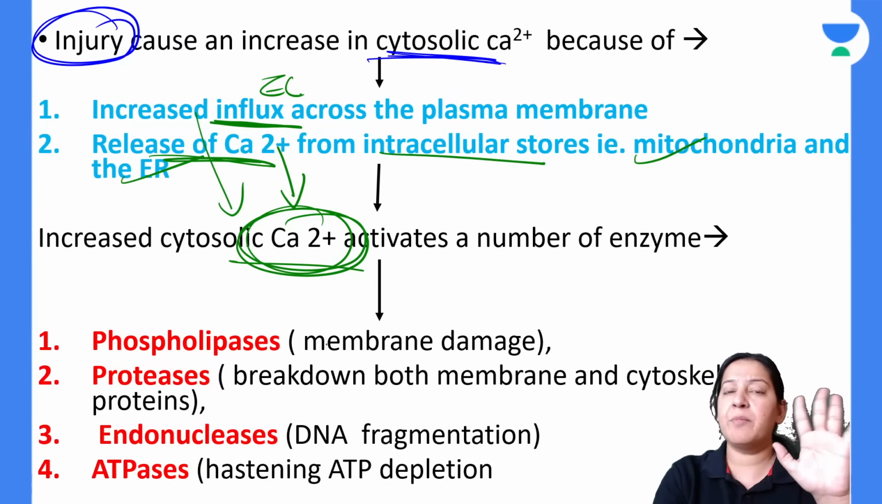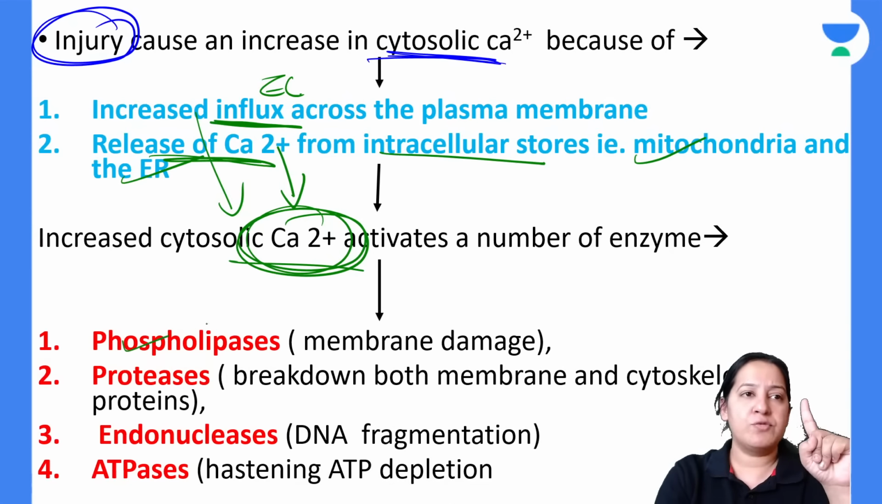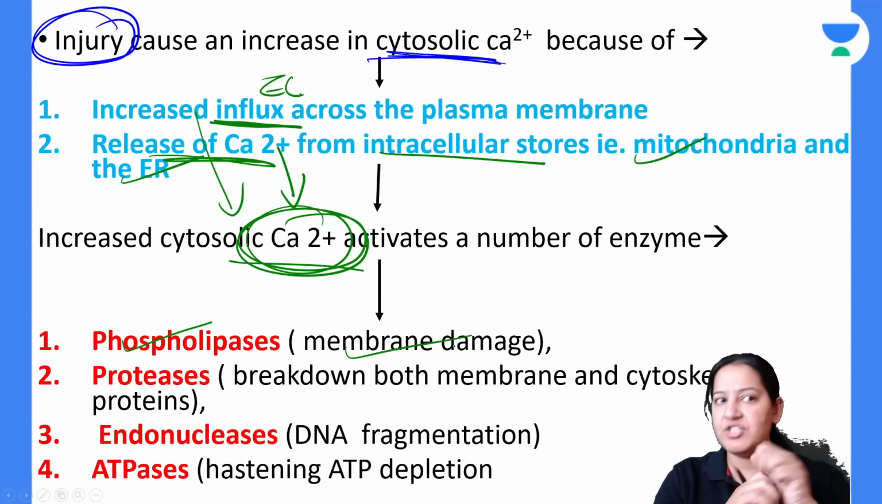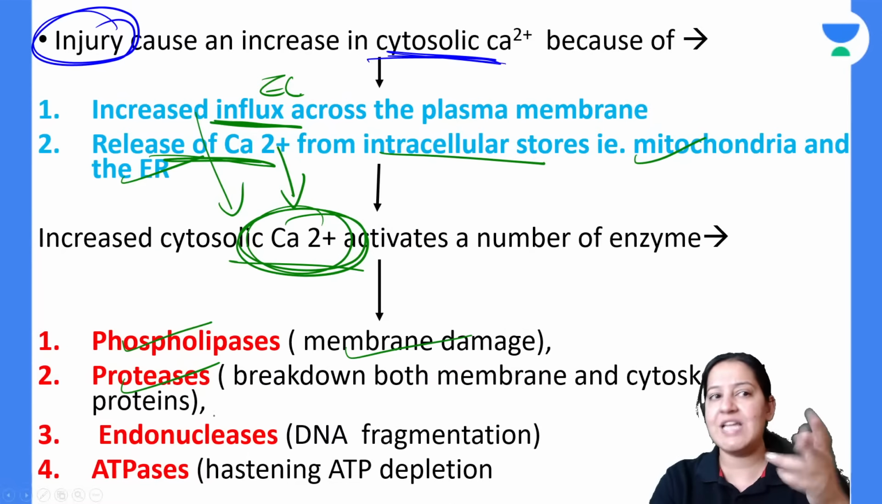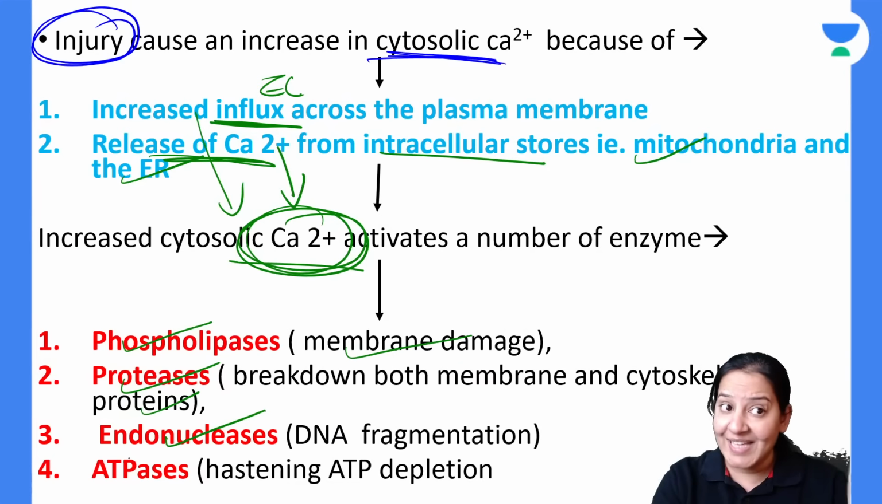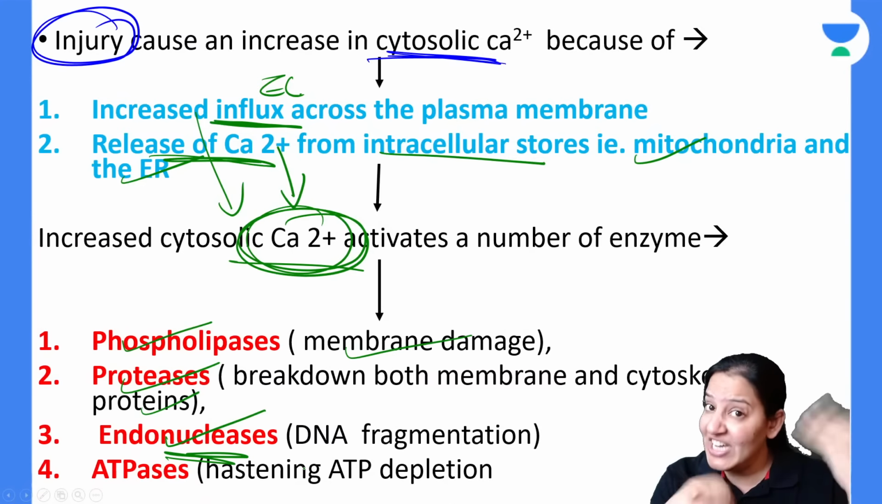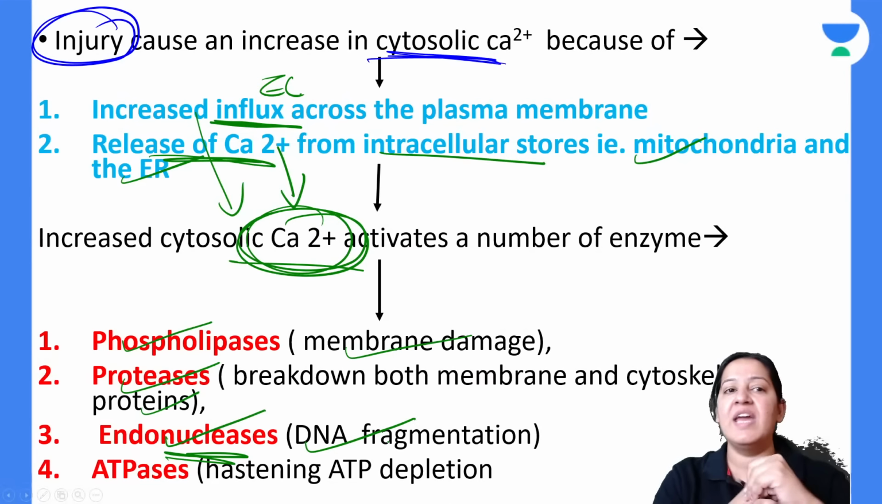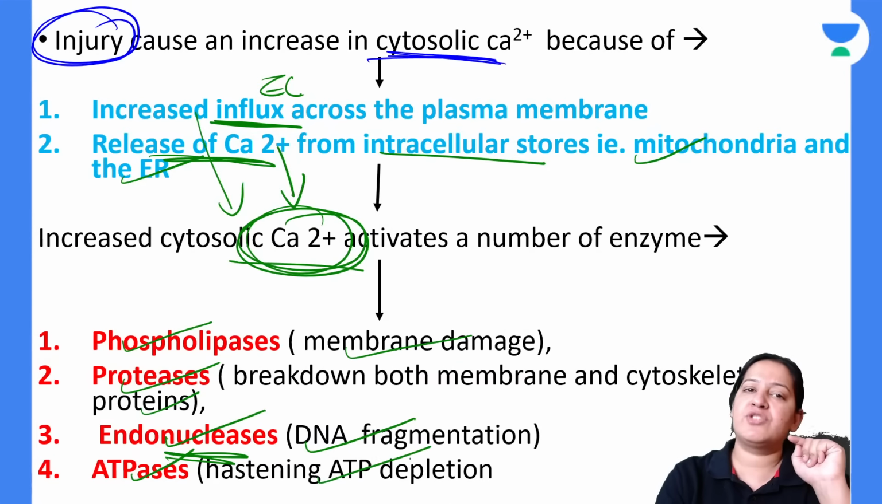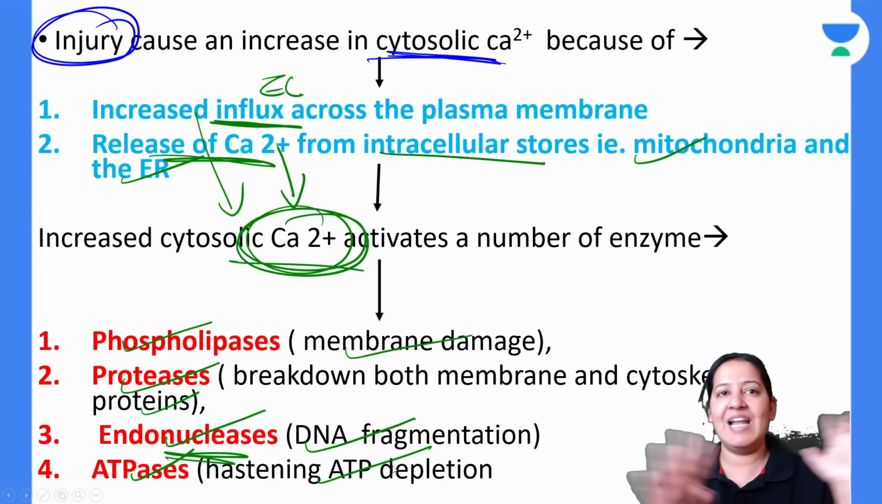This increase in calcium causes activation of four enzymes. Phospholipase, which will cause cell membrane damage. Protease, which will cause damage to the proteins. Nuclease, that is DNase, that will cause damage to the DNA. And ATPase, that will cause ATP depletion. So cell damage will take place.